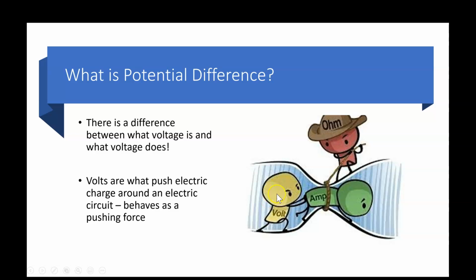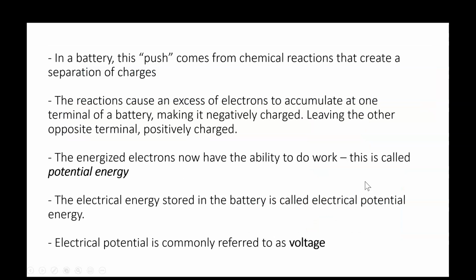So voltage pushes the current and pushes that charge through conducting wires within a circuit. And the ohms is the resistance, which slows that down. There's a very important relationship between the three of these, and we'll talk about those later.